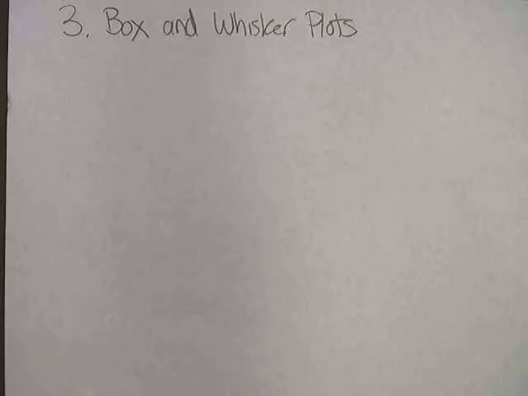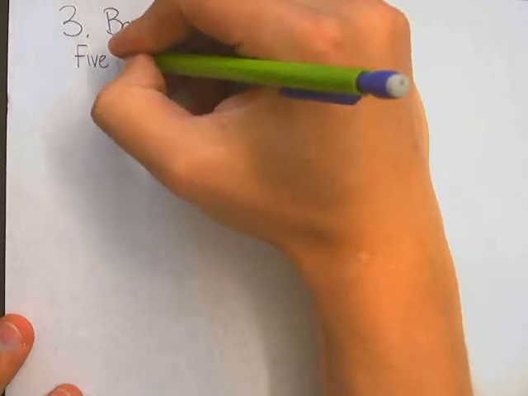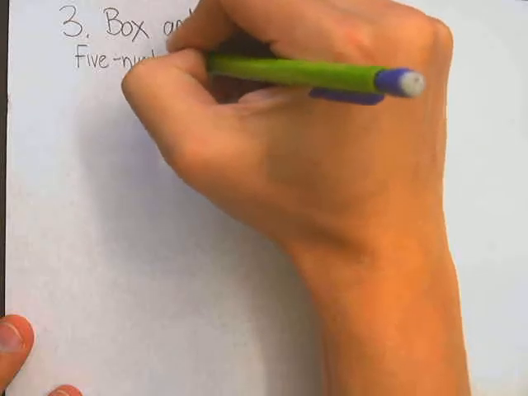Section 3, box and whisker plots. Let's talk about how to make these by hand and talk a little bit about terminology. So first thing, the 5-number summary is what you use to make box and whisker plots.